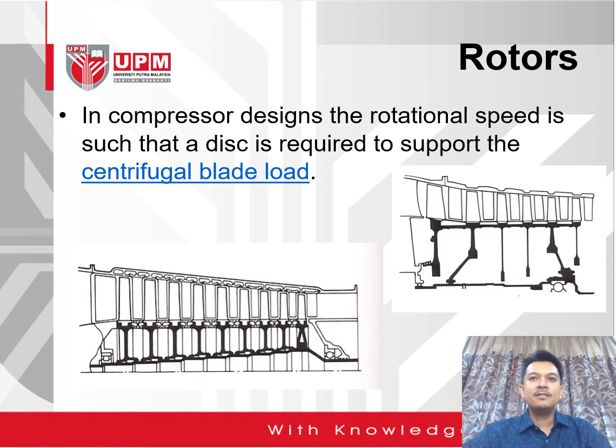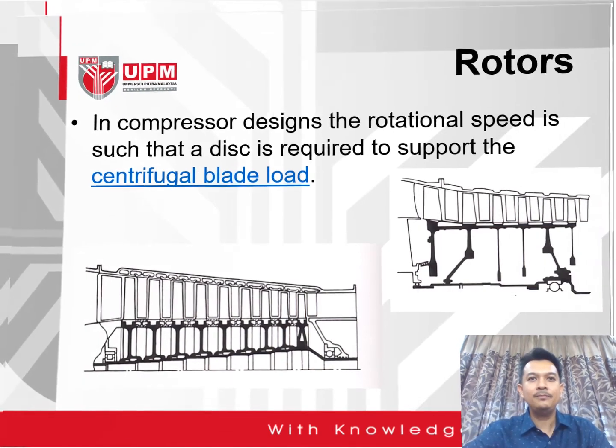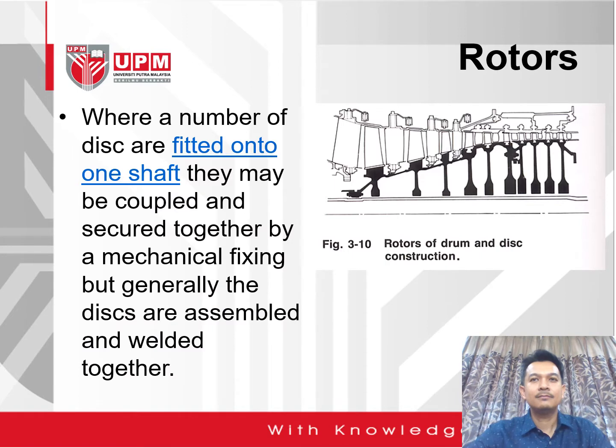In compressor designs, the rotational speed is such that a disc is required to support the centrifugal blade load. So that's why in the previous video, I have shown you the photo of the stator vanes that are being constructed within the casing of the compressor, where a number of discs are fitted onto one shaft. They may be coupled and secured together by a mechanical fixing. Generally, the discs are assembled and welded together.